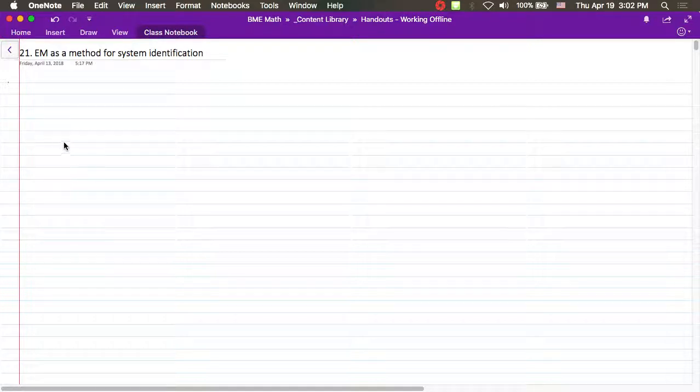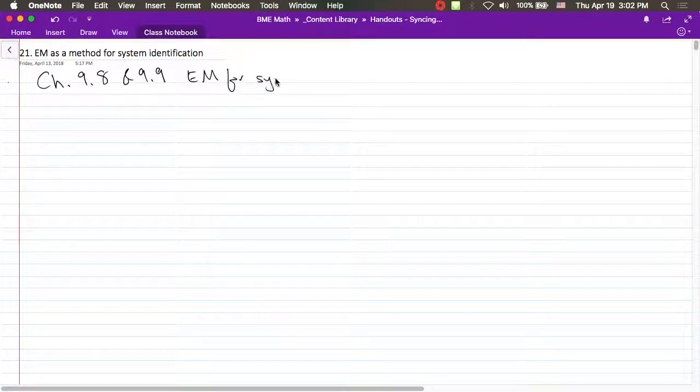Okay, so let me go back. We're going to be covering something from the book. If you want to look at the book that I have, it's chapter 9.8 and 9.9 today, which is EM for System Identification.